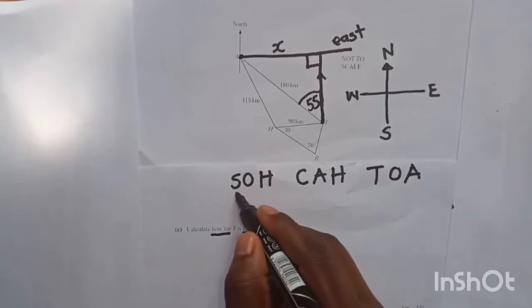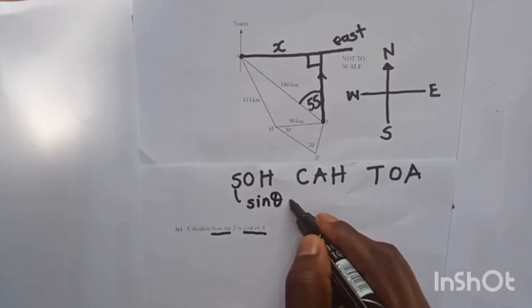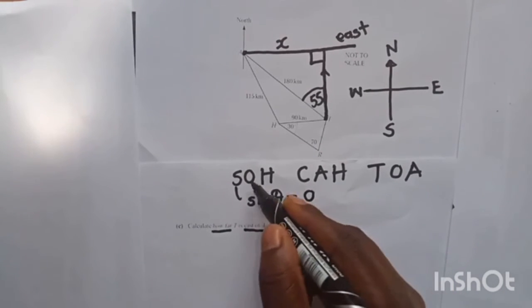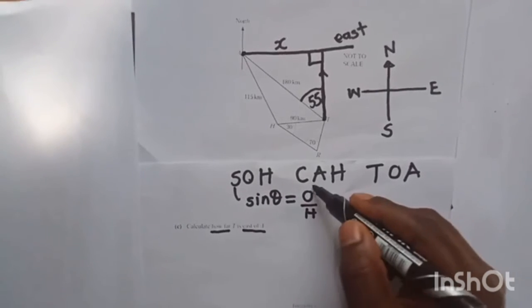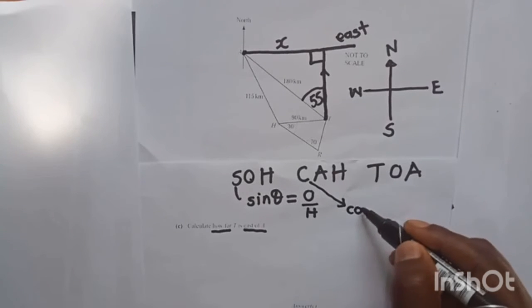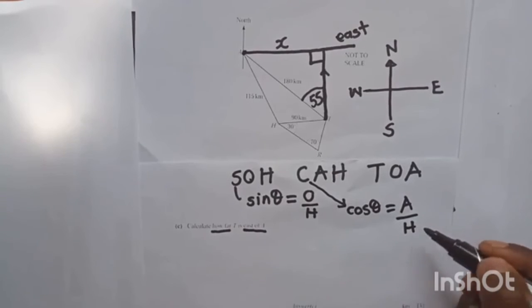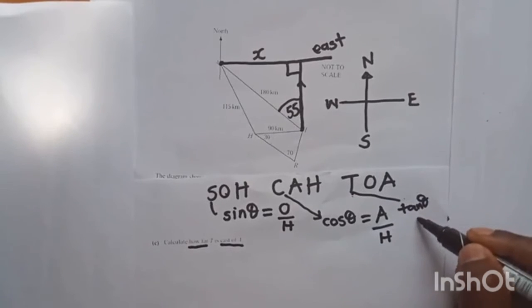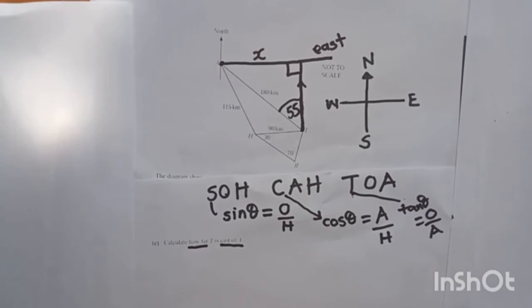SOHCAHTOA. For example, S stands for sine theta, which is opposite divided by H, which is your hypotenuse. Same applies, capital letter C denotes cos theta, and A is the adjacent divided by the hypotenuse. T stands for tan theta, where tan theta is equal to opposite over adjacent. So it helps you to memorize trig ratio formulas.